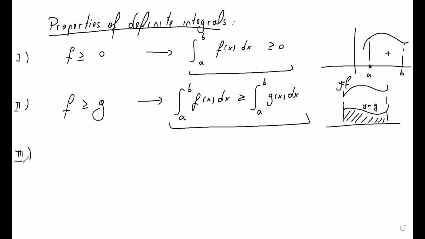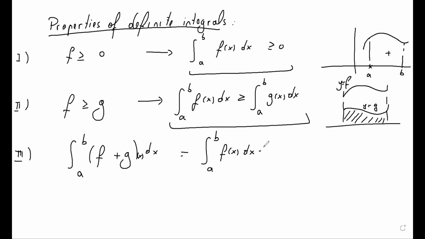Property 3, which is very interesting, says that if you do the integral from a to b of f plus g, or f minus g for that matter, dx, you will get the integral from a to b of f of x dx plus the integral from a to b of g of x dx. That is telling us something interesting. If we add two functions, folks, then the areas under their graphs add up, which is not unusual.